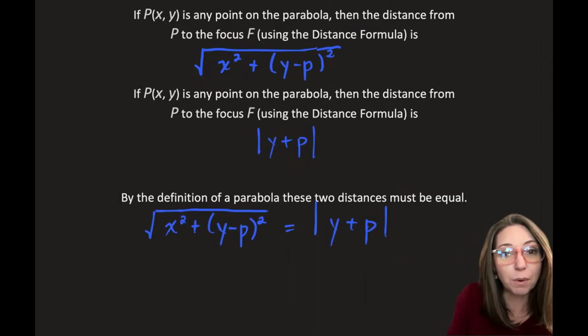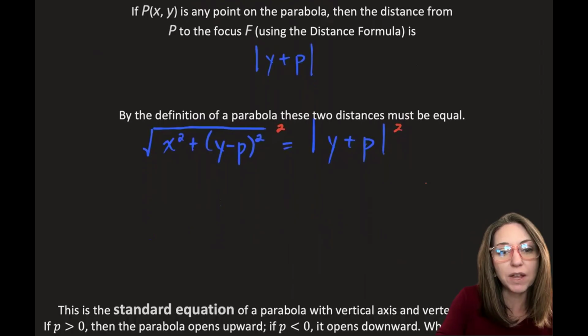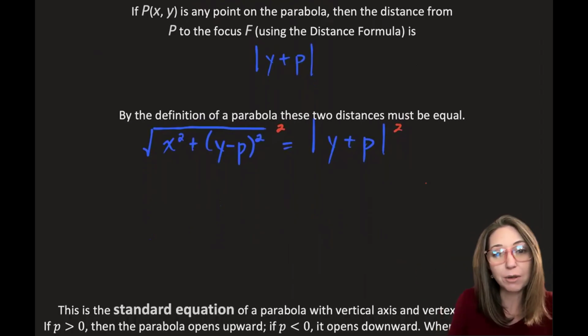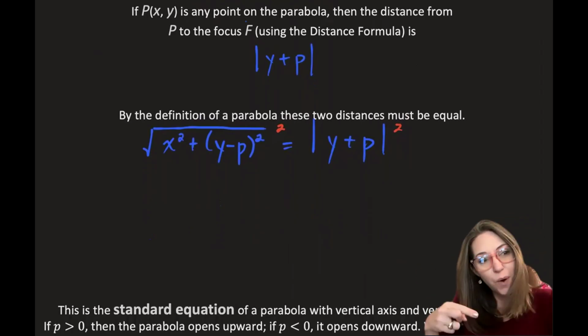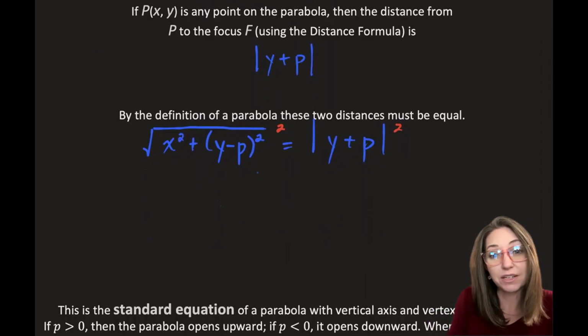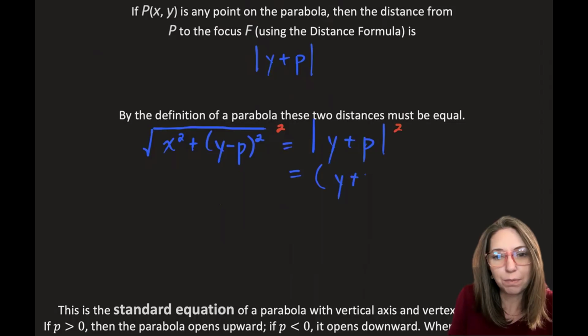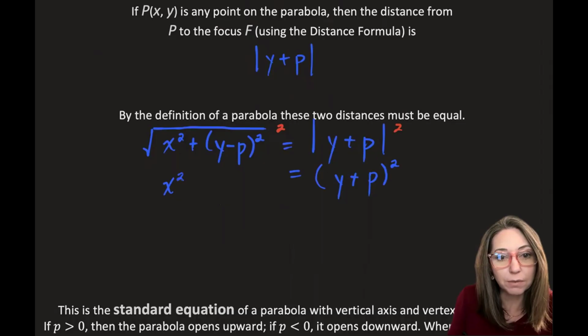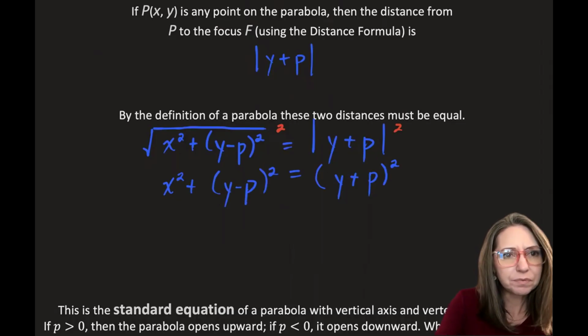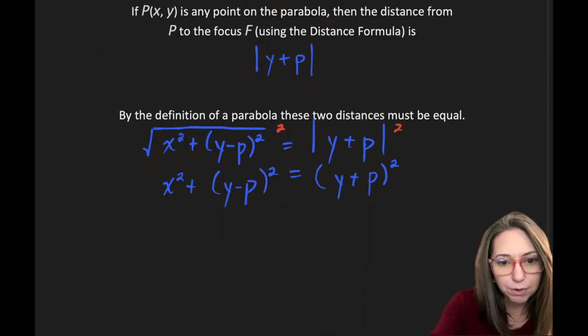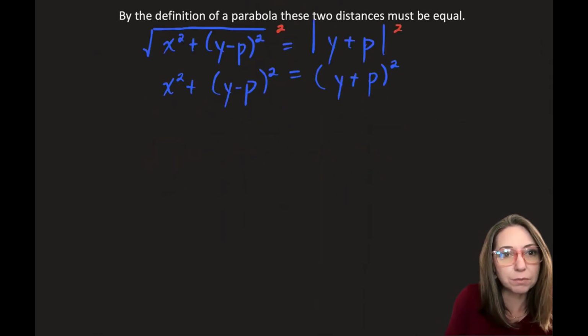So to simplify this, what we're going to do is square both sides. That's going to get rid of the square root on that side. And at first it looks a little bit weird on the right because we are squaring an absolute value, but that actually makes it easier because if you square something, it's going to be positive anyway. So that allows us to just convert those absolute value bars into parentheses. So y plus p all squared is equal to x squared plus y minus p all squared. And we need to do a little bit of algebraic manipulation here.